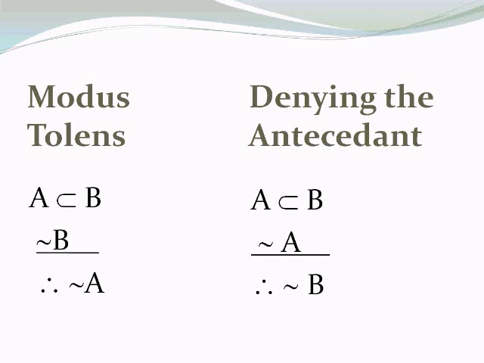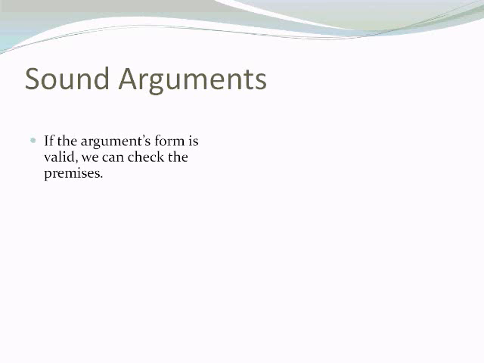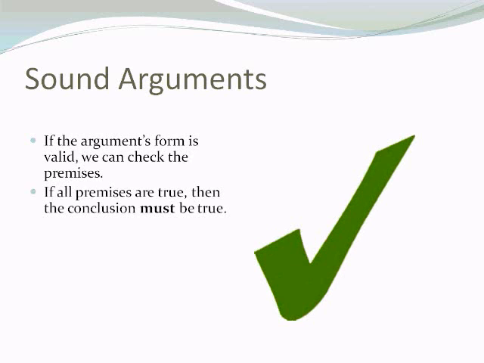Now that we've compared and contrasted the valid and invalid forms, and just so you know, there are several more that we will not be covering, we will now introduce sound arguments. If the argument's form is valid, we can check the premises. If all the premises are true, the conclusion must be true. Congratulations. It is true, however, whether we like it or not.